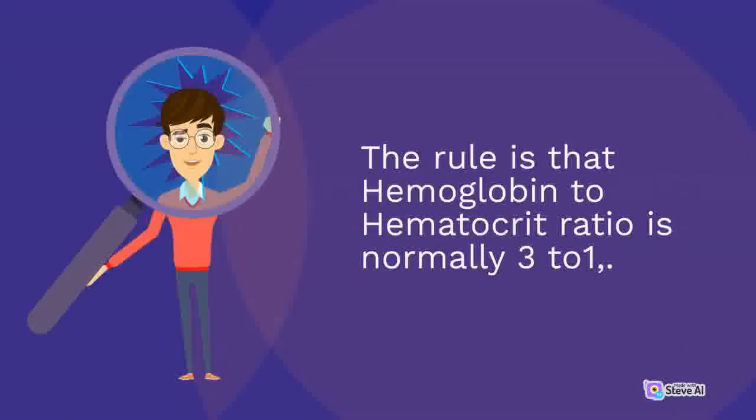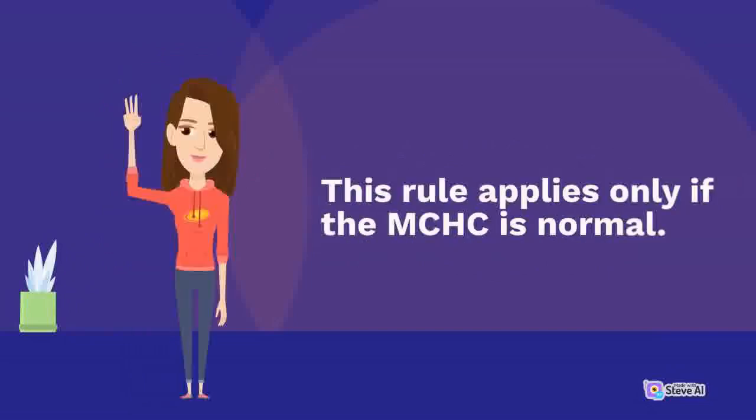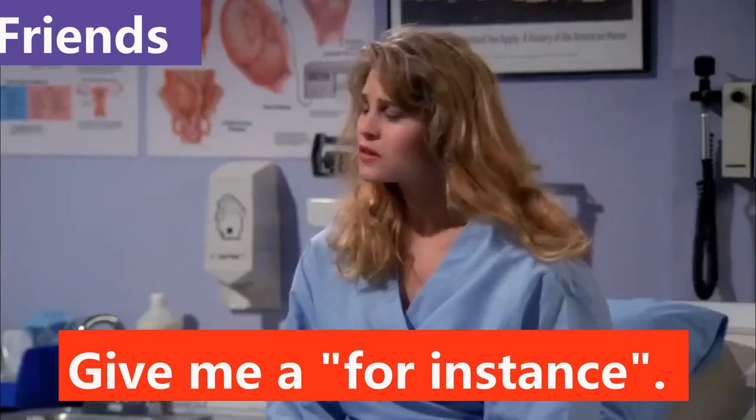The rule is that hemoglobin to hematocrit ratio is normally 3-to-1. In other words, the hemoglobin is 1/3 of the hematocrit. This rule applies only if the MCHC is normal. And so any violation of this rule means that the MCHC is not normal. Give me a for instance.